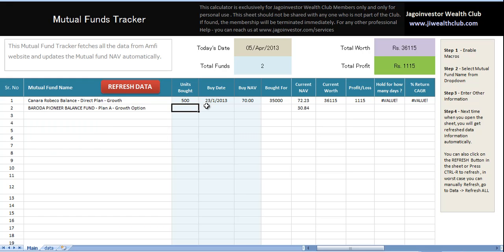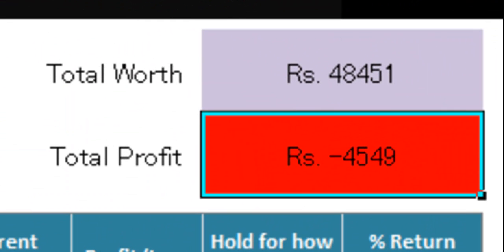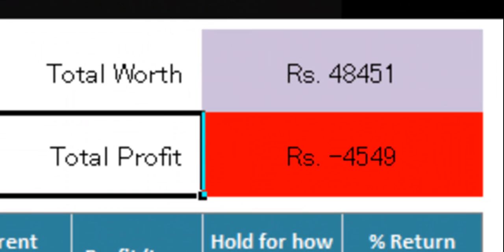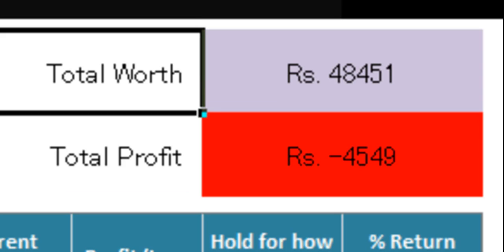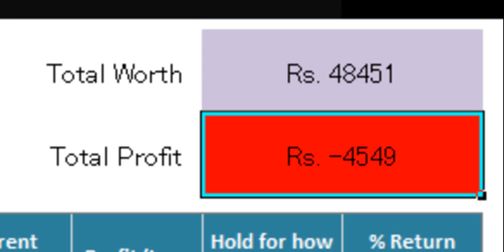So you say that I have 400 units here, I have 30, I bought it on 21st March 2011, and your buying NAV was, let's say, 45. And the moment you do this, you can put all your mutual funds here, and this will show you the total worth of your portfolio and whether you are in profit or in loss. So this is how you put all these mutual funds here.